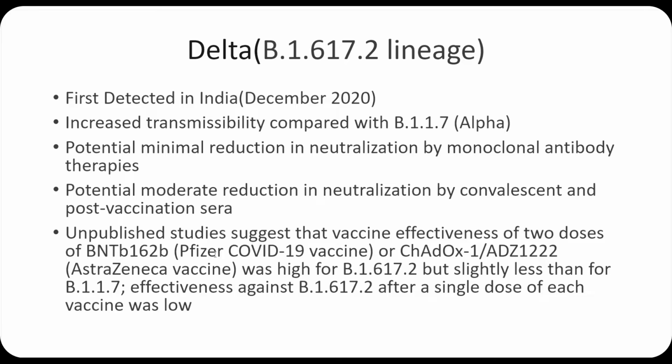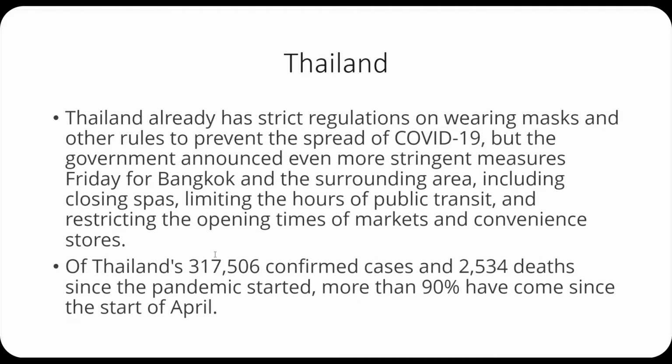And another scary picture that I will show you around the world, what is happening because of the Delta variant. Delta variant may seem like it's only localized to India, but not anymore. Thailand already had strict regulations of wearing masks and other rules to prevent the spread of COVID-19. But only 2 days ago, on a Friday, Bangkok and surrounding areas found a spike in infection. So they put a lot of restrictions on public transit and opening times for the market. So they wanted to make sure that they can control the Delta variant.